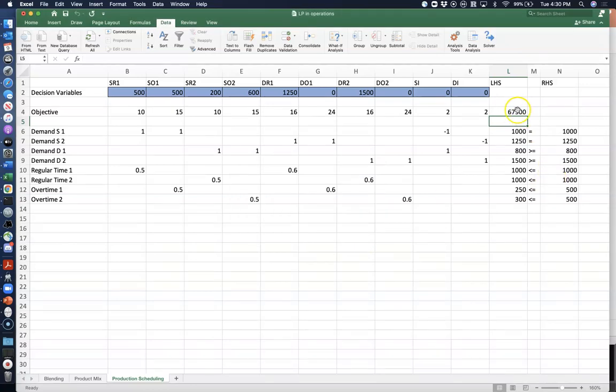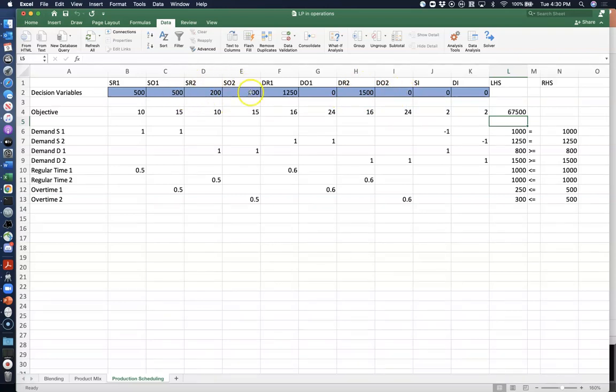The final solution says it's going to cost us 67,500. We can't do this for less than 67,500. And this is the final solution. That is, you make 500 standard wheels in the first month in regular time, 500 in overtime, 200 standard wheels in the second month in regular time, 600 in overtime, 1250 deluxe wheels in the first month in regular time, nothing in overtime, and 1500 deluxe wheels in regular time, nothing in overtime.